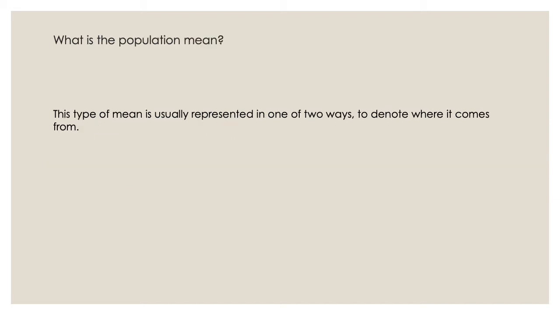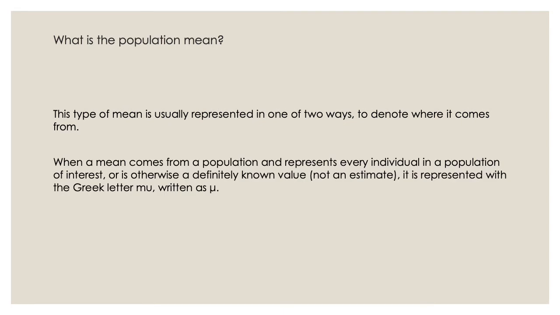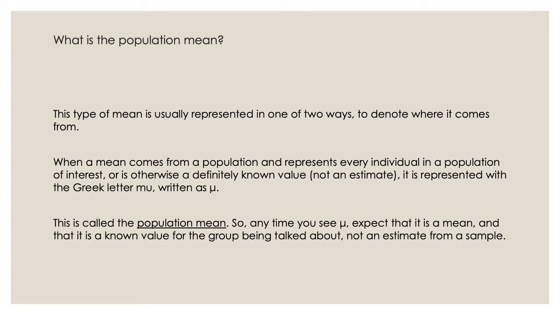So what's the population mean? This type of mean is usually represented in one of two ways to denote where it comes from. When a mean comes from a population and represents every single individual in a population of interest, or is otherwise a definitely known value, not an estimate, it's represented with the Greek letter mu. This is called the population mean. So anytime you see mu, expect that it is a mean and that it is a known value for the group being talked about, not an estimate from a sample.